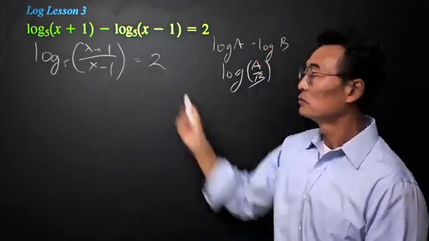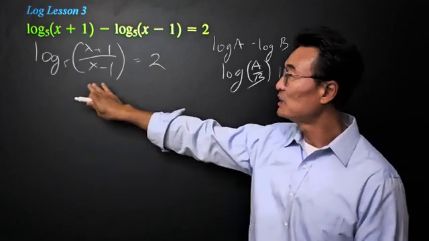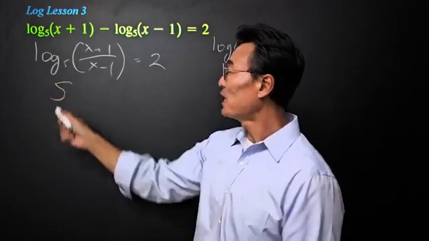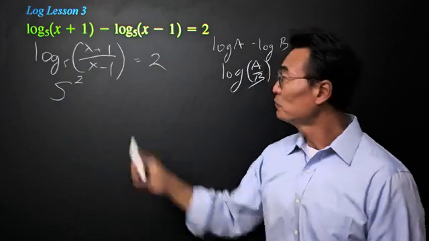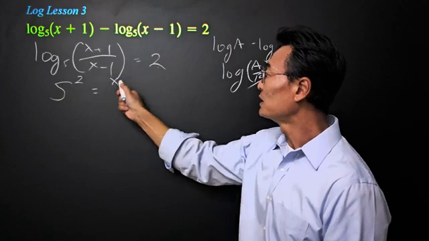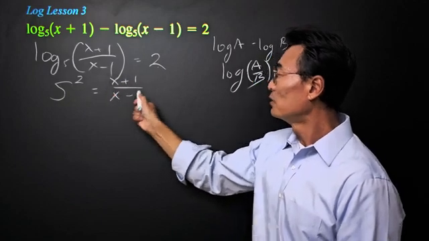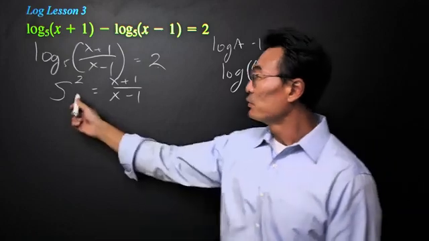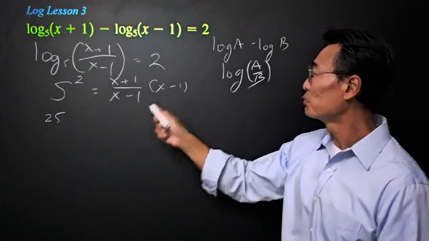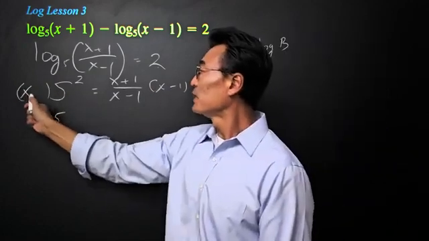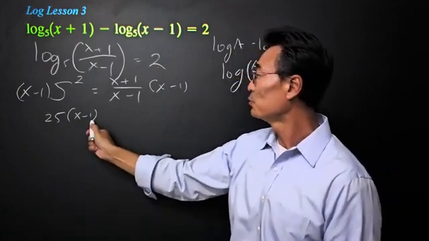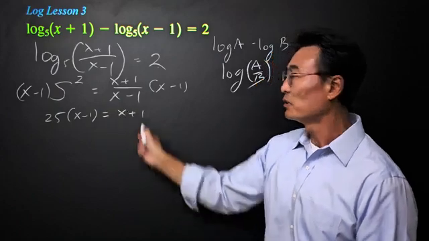Set it equal to 2. Next, I'm going to be changing this logarithmic equation into an exponential equation by starting with the 5 as the base, and then the 2 as the exponent, and set that equal to the argument, x plus 1 over x minus 1. And then we have 25. At the same time, I'm going to multiply by x minus 1 on the right and x minus 1 on the left. So we have 25 times x minus 1 equals x plus 1.